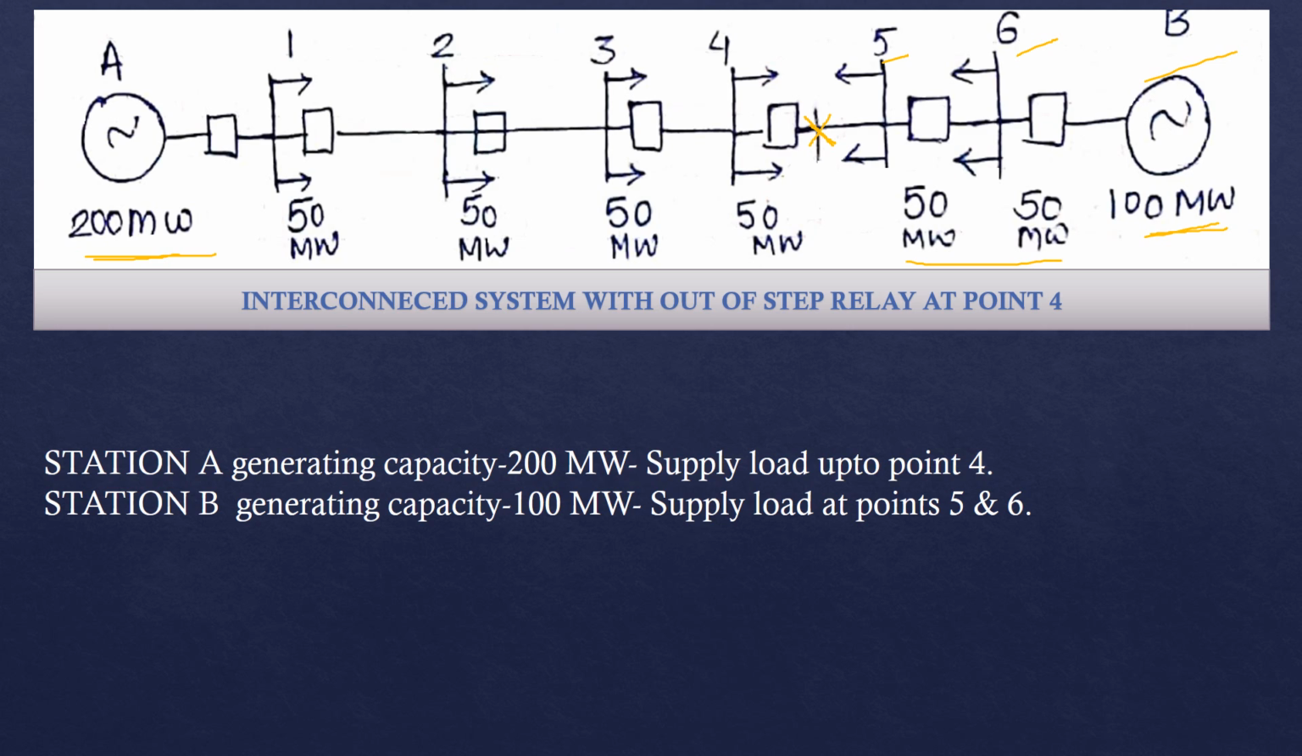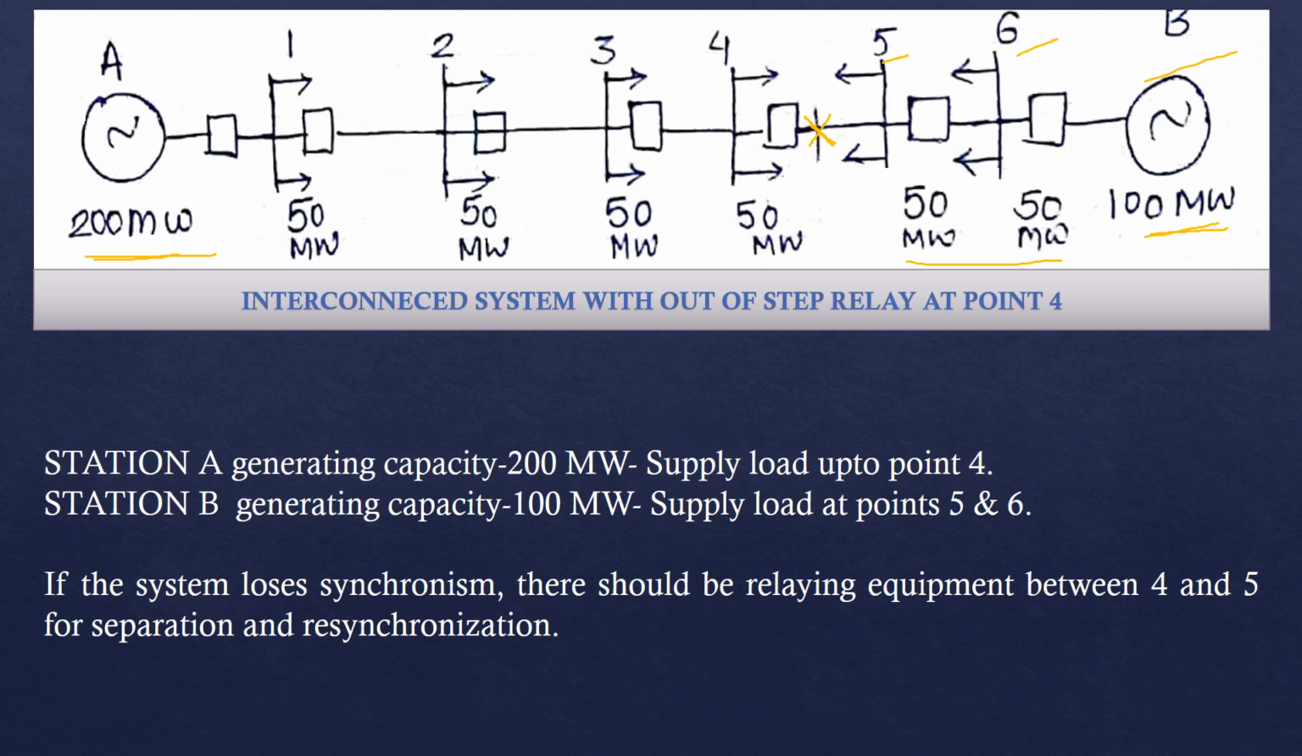In the same way, if the station A generator loses synchronism, then we can maintain the continuity of supply for 5 and 6 by disconnecting buses 1 to 4. Thus, if any of the system loses synchronism, there should be a relaying equipment between buses 4 and 5 for the separation of the two generators and for the resynchronization of the affected generator.